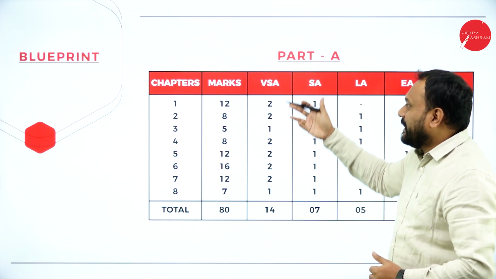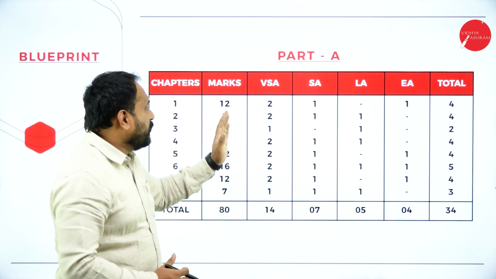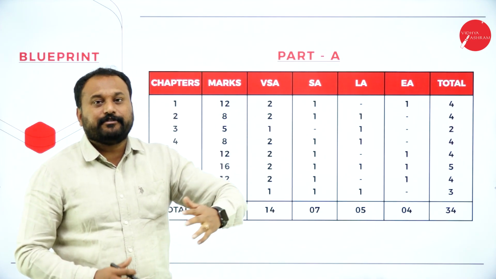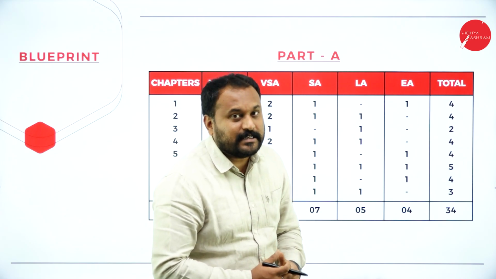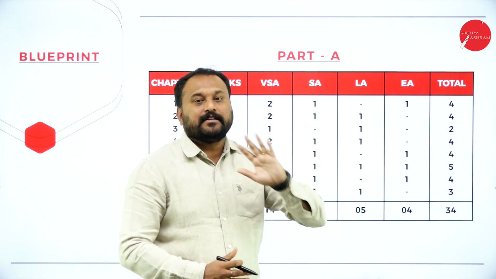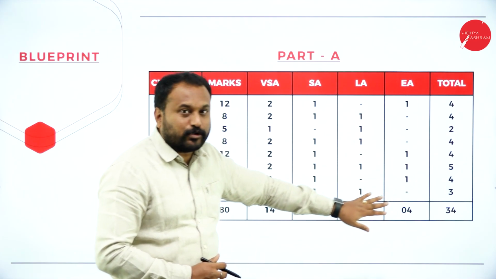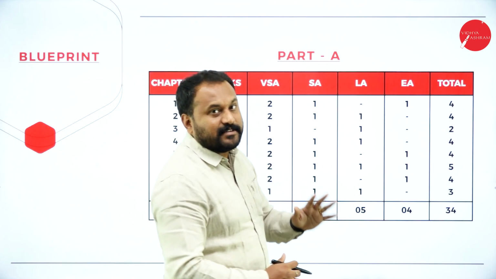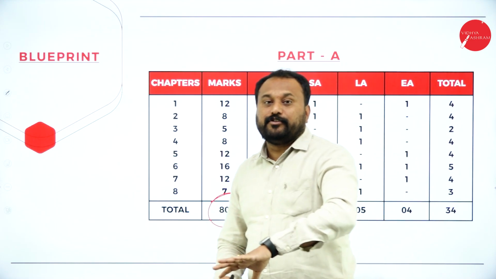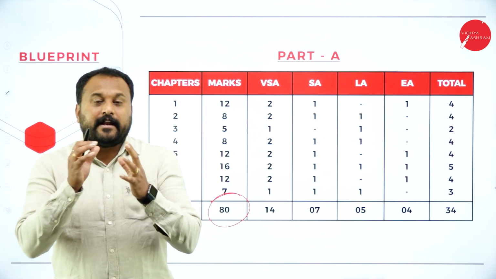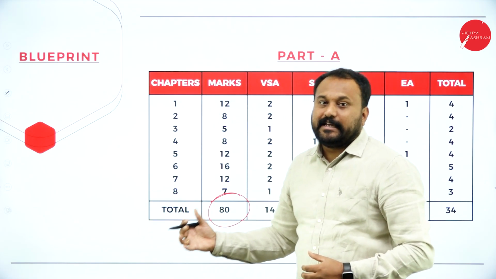So here we have the very short answers. Whenever I say very short answer, it is only for 1 mark. Followed by SA, that means short answer, which is for 2 marks. LA, in the sense long answers, is for 4 marks. And the last one here is EA, called essay type answer, and that is for 8 marks. So here we have the total. Part A consists of exactly 80 marks. That means 80% of your syllabus and 80% of your marks you will get only in part A itself.